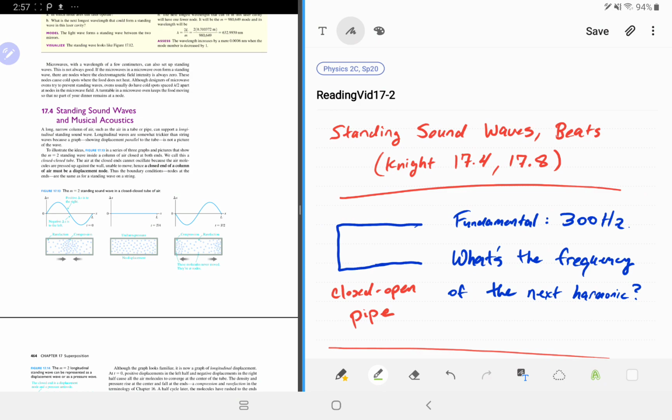It's not as obvious for sound as it is for waves on strings. But as with waves on strings, there's a fundamental, and then we want to know what the frequency of the next harmonic is. So there are special frequencies that the pipe will resonate at. There are certain frequencies that the pipe can effectively transmit sound at. And the fundamental is the one where it transmits the most sound. But there are also overtones, and so we'll talk a little bit more about that.